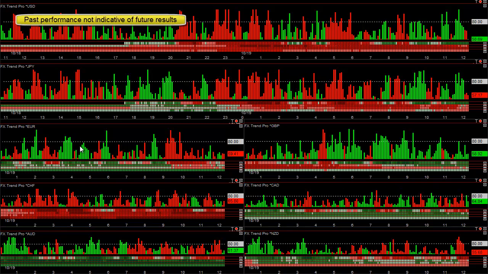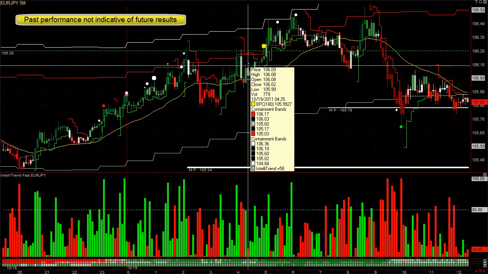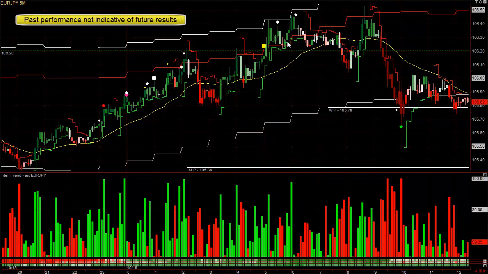At 430, the euro was quite strong. Now keep in mind it didn't stay strong. It had about a half an hour weakness there. But let's take a look at the euro yen coming up to about 430. Here's 430, and you can see it broke out right here around 10. Trailing stop got you out right here at 30 for 20 pips.